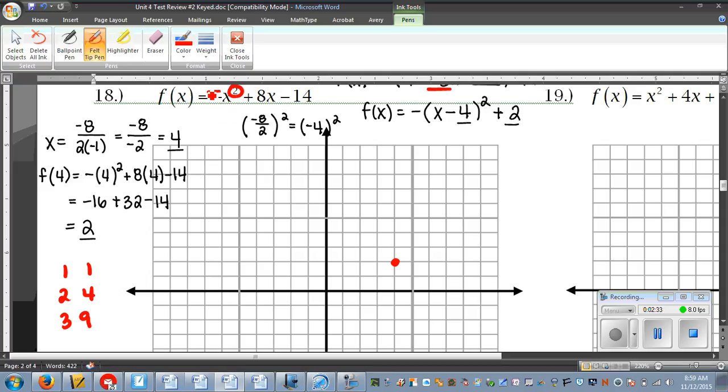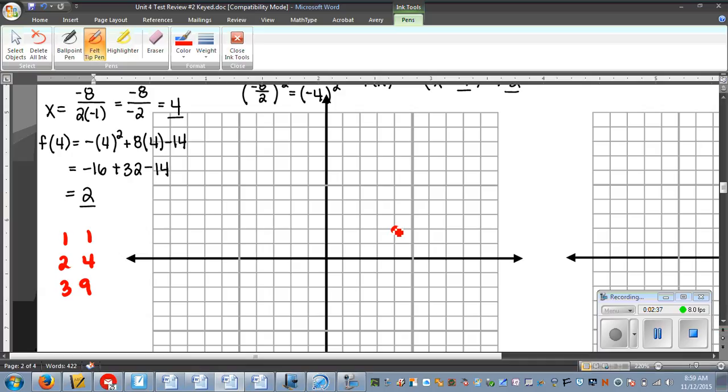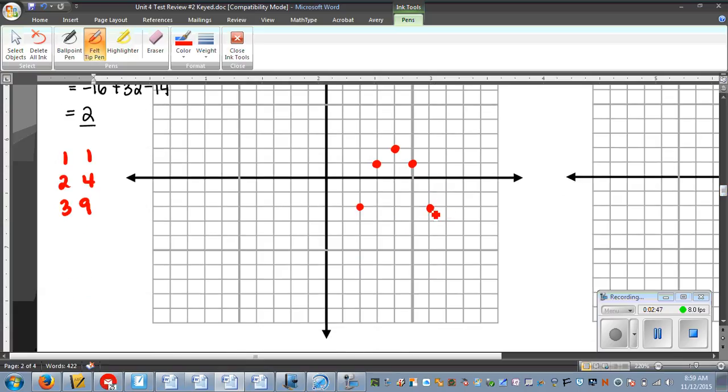But be careful, the leading coefficient is -1, so instead of going up 1, 4, and 9 spaces, we're going to go down 1, down 4, and down 9 spaces. You can connect the parabola, make it look like a U shape.